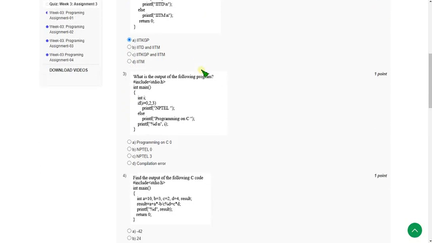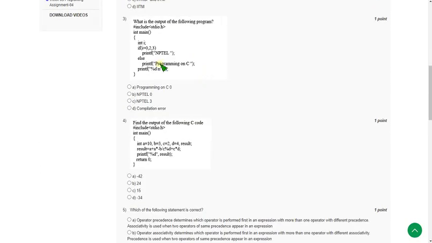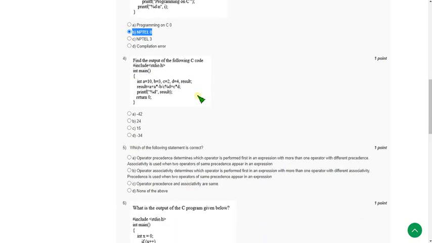Moving on to the third one: what is the output of the following program? The answer for the third question I got as option B, Nptel 0. So mark option B for the third question.